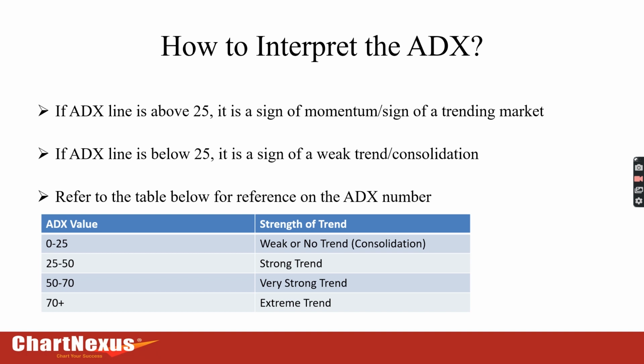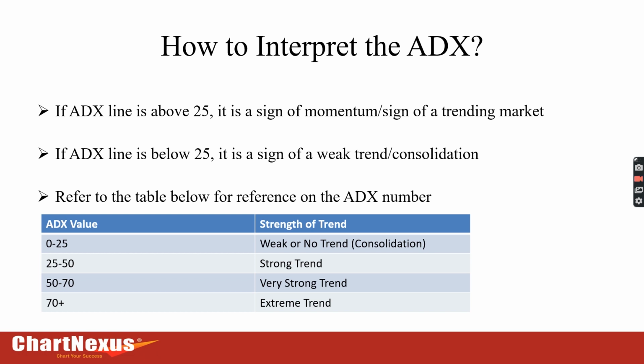Anything above 25 to 50, we consider it as a strong trend, meaning that it is starting to trend with some momentum. And then 50 to 70, which is quite rare, is telling you that a trend has very strong momentum behind it.